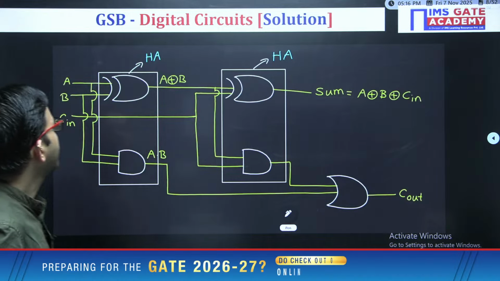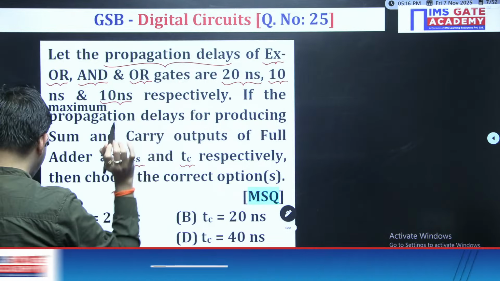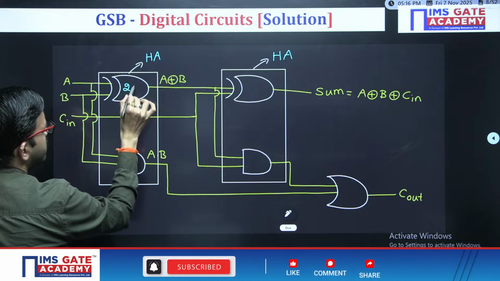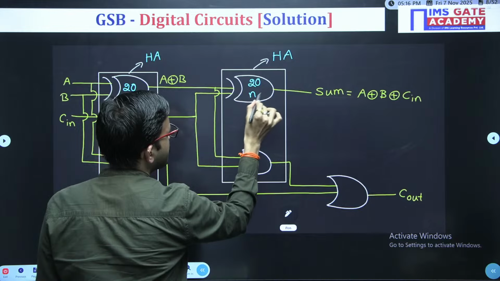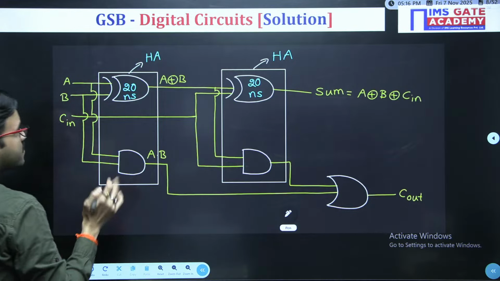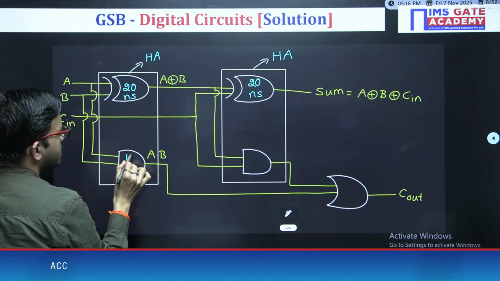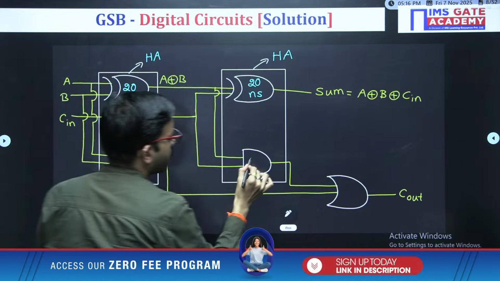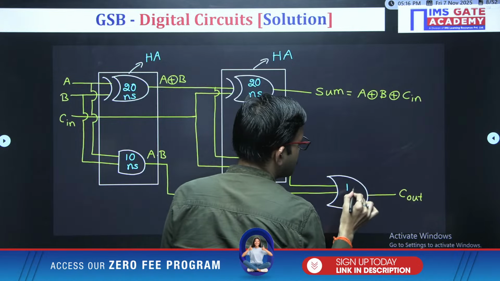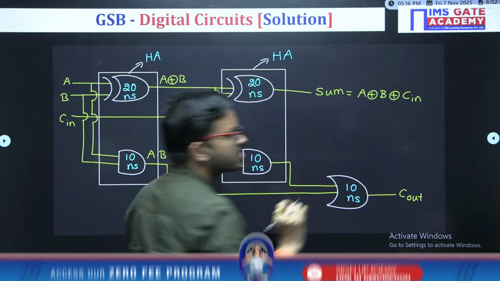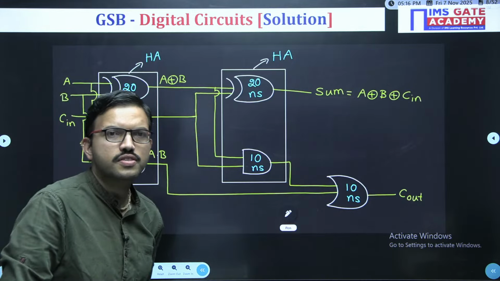Fine. Now, in this question, the XOR gate delay is 20 nanoseconds. Just for reference, I am mentioning here, XOR gate delay is 20. Next, AND gate delay and OR gate delay are both the same, that is 10 nanoseconds each. So for each logic gate, the respective propagation delay I have mentioned inside the logic gate for reference.